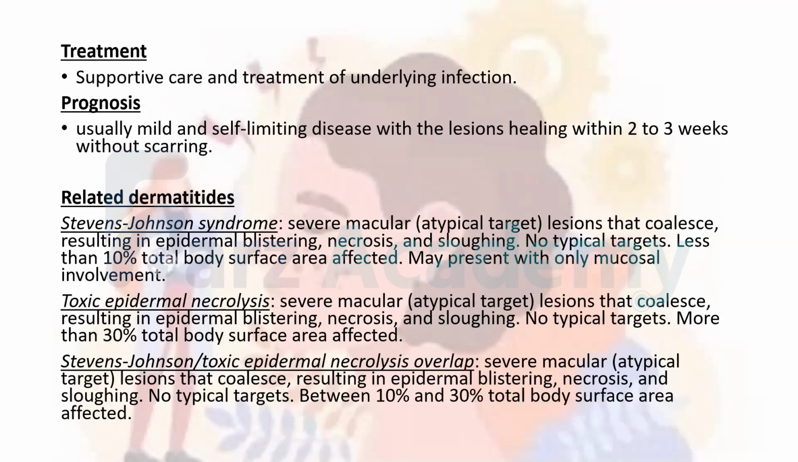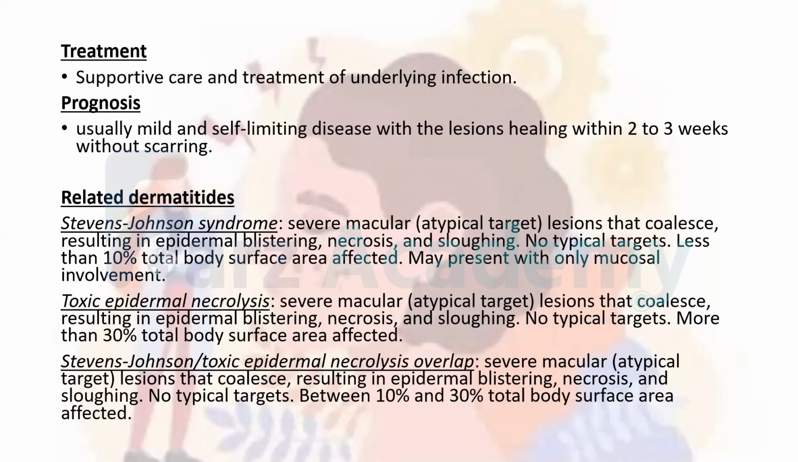So what is the treatment for erythema multiforme? Usually it involves supportive care and treatment of the underlying condition or infection, whatever is involved. Prognosis: if the disease is mild, and in cases of erythema multiforme minor, it is self-limiting, and the lesions usually heal within 2 to 3 weeks without any scarring. Okay. What are the other related dermatological conditions associated with erythema multiforme? Can be Stevens-Johnson syndrome, it can be toxic epidermal necrolysis, or it can be Stevens-Johnson syndrome, toxic epidermal necrolysis overlap syndrome.